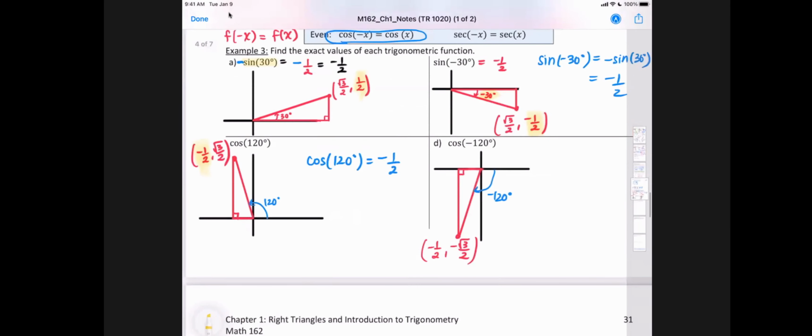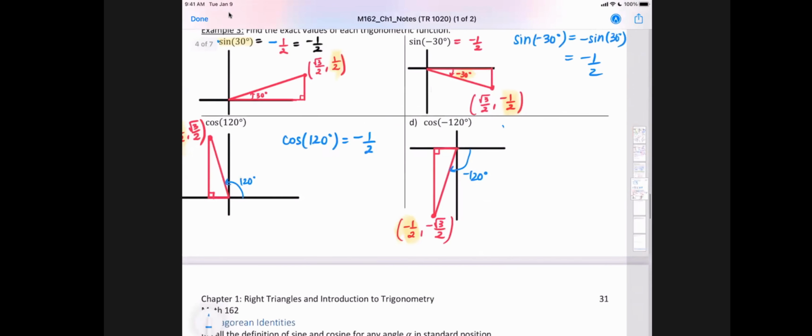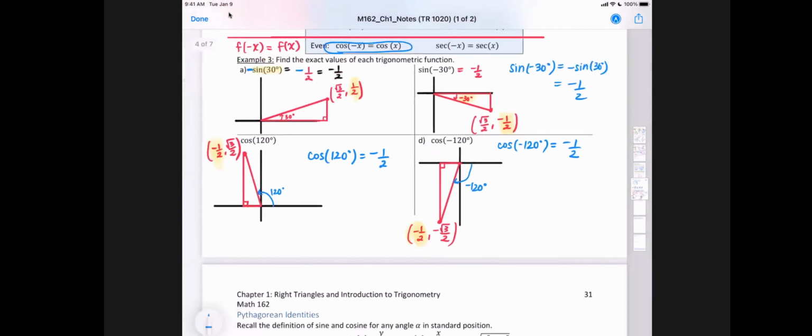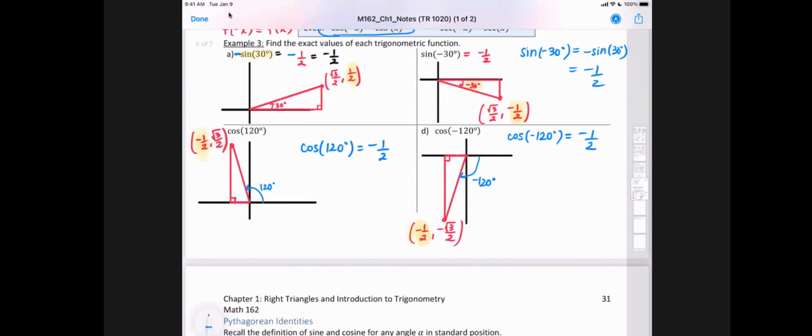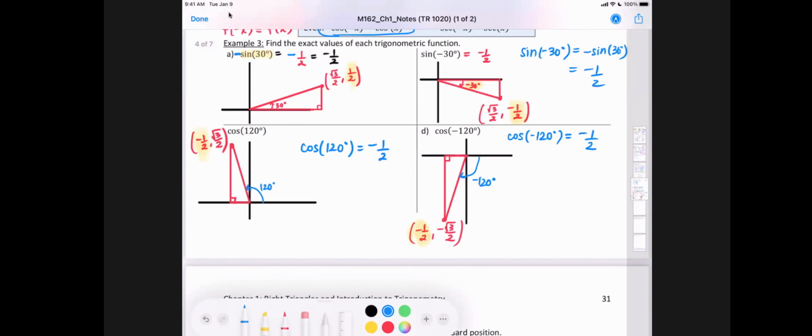The x is shorter than the y. And so the cosine is our x coordinate. So cosine of negative 120 degrees is negative 1/2, which is the same as what we got for the positive case.